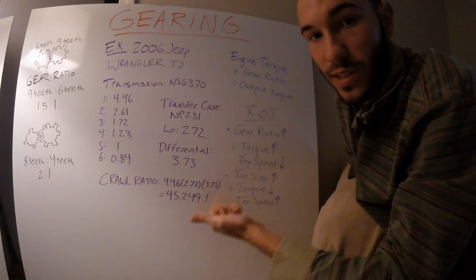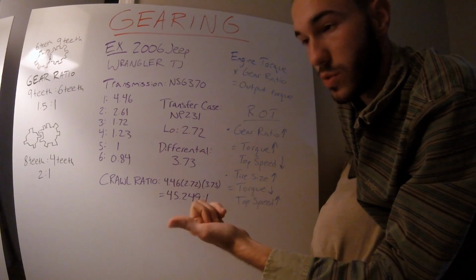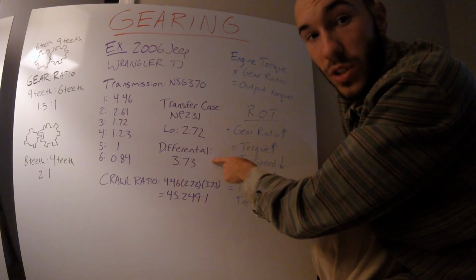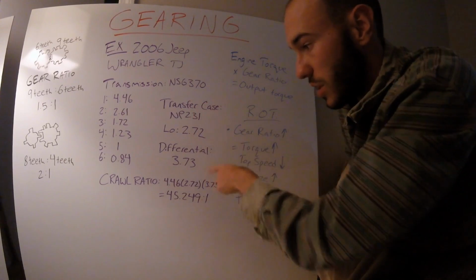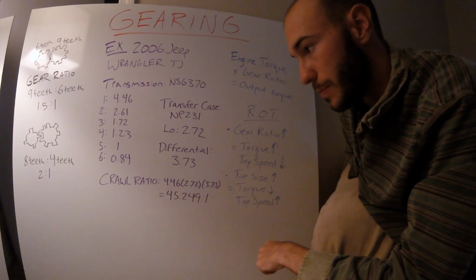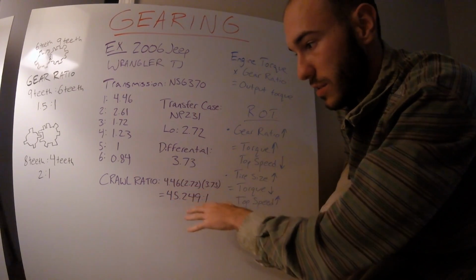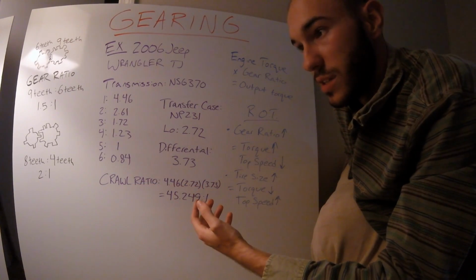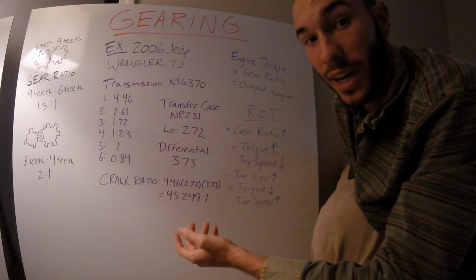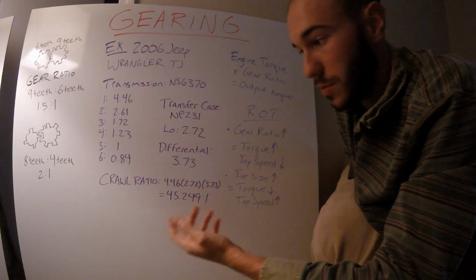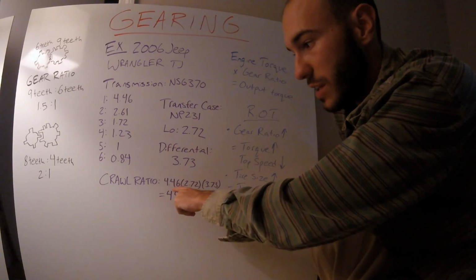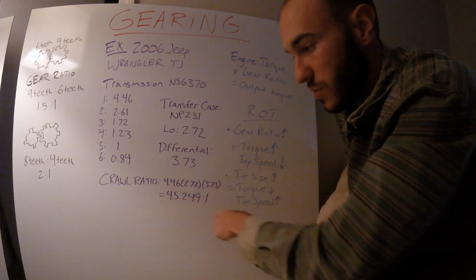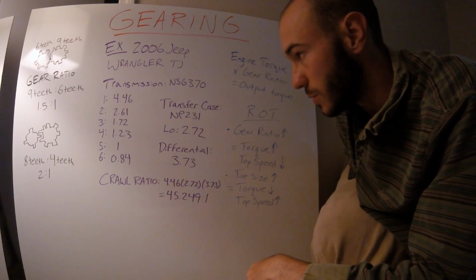The transfer case has 2 settings, a high and a low. The high ratio is just 1 to 1, and the low ratio is 2.72 to 1. Your front and rear differential, in this example, have a gear ratio of 3.73 to 1. Kind of a side note, in case anyone talks about crawl ratio, that's seeing the maximum gearing you can get out of your vehicle to see how much real torque you can put down. That's your first gear ratio times your low range ratio times the differential ratio. With mine, it's 45.249 to 1.